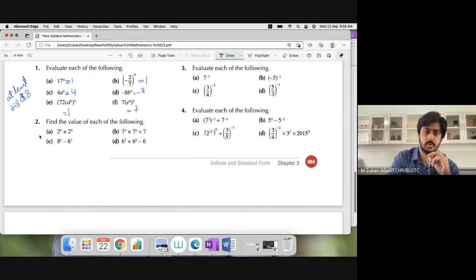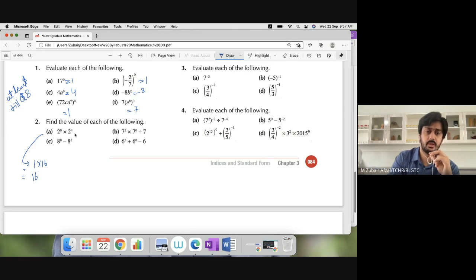Coming on to question number 2. Again, the numbers are very simple. There are 2 ways you can do it. So this is 2 raised to power 0 into 2 raised to power 4. If I write it here, may I write 1 into 16? 2 raised to power 4 is 16. So the final answer is 16.